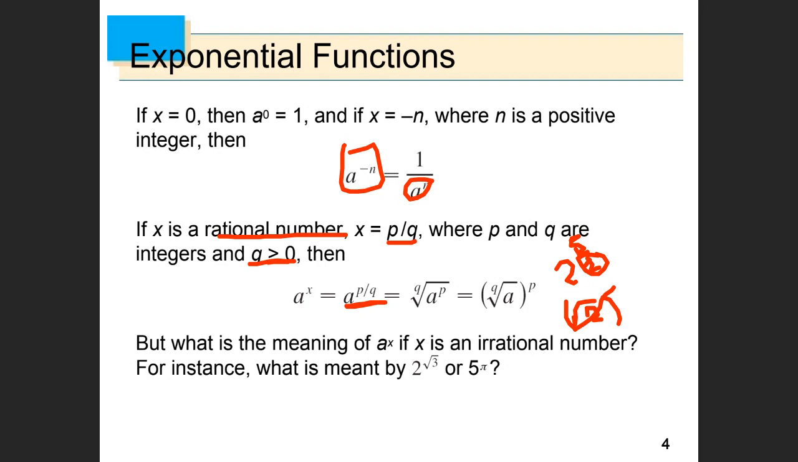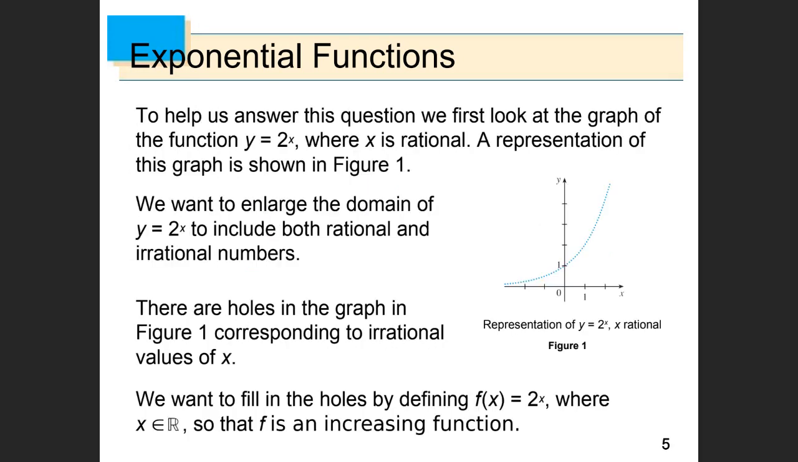And now the big question is, what now happens if that variable is actually an irrational number? For example, root of 3, 2 to the power root of 3, or 5 to the power pi. Now, if you notice the root of 3 and pi, they're irrational numbers. And by definition, we say irrational numbers, they have non-repeating decimals. All right, that's just the easiest definition.